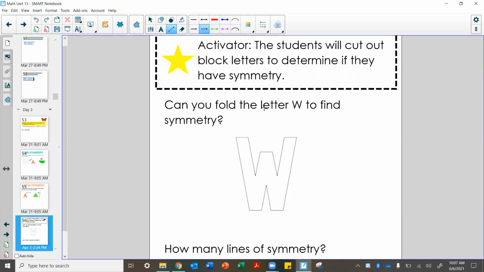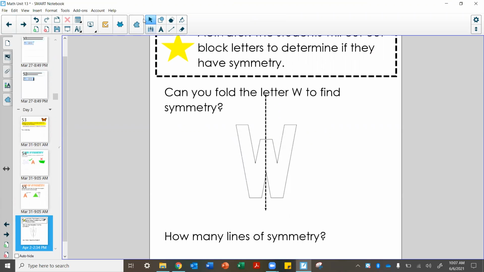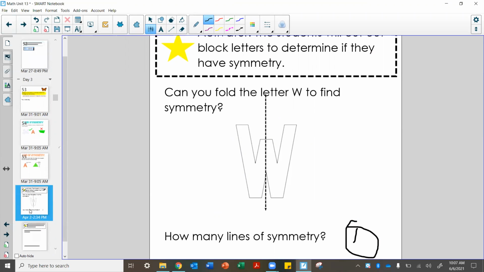So some of you may figure out that the line of symmetry is right here in the middle. So this half of the W matches exactly with the other half of the W, and it only has one line of symmetry. So we would say it has one line of symmetry.